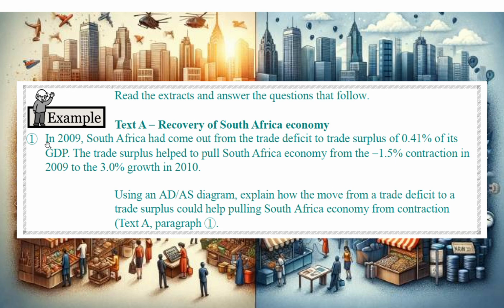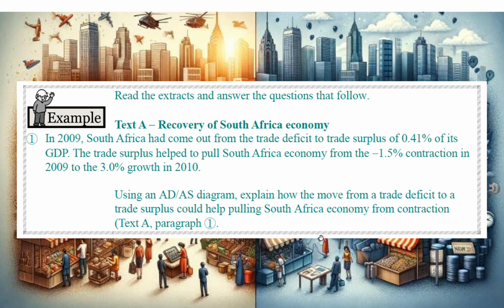Look at this one. The extract is here. In 2009, South Africa had come out from trade deficit to trade surplus, okay. So this had helped to pull South Africa's economy from shrinking to expansion. Okay? So use the AD and AS graph to explain how the move from trade deficit to a trade surplus could help push South Africa's economy out of contraction. It's a good thing. So what's the change from trade deficit to trade surplus? How can it change the AD or AS? Pause the video, write down something, draw the diagram, and come back and check.